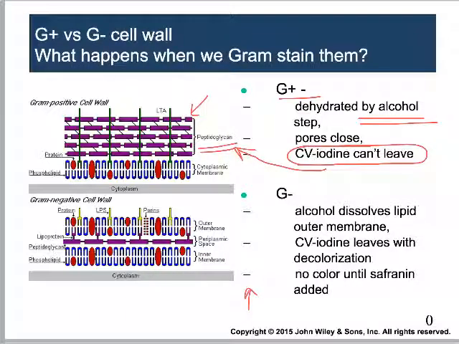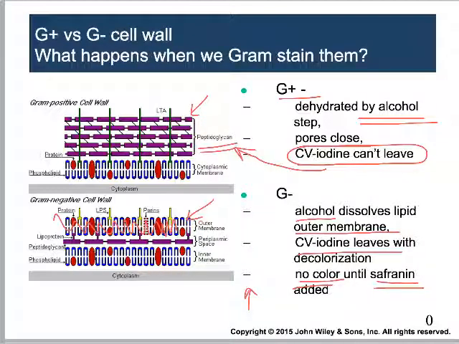Okay, in the gram-negative, when you wash it with the alcohol, it actually dissolves this layer. So it dissolves the outer membrane, and the crystal violet and the iodine leave. Then it ends up looking with no color. So you lose everything until you add safranin in, and then they'll look red. So this is the basic idea.